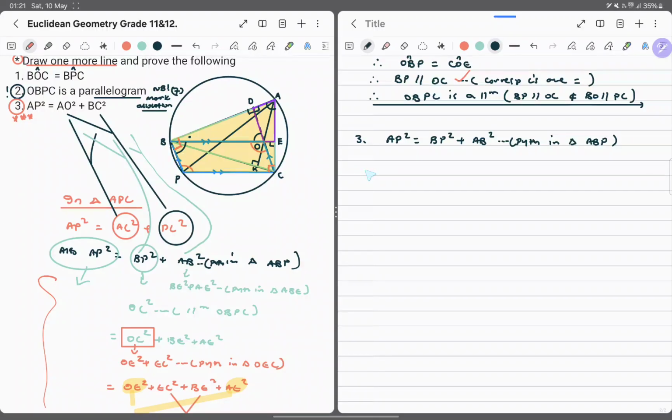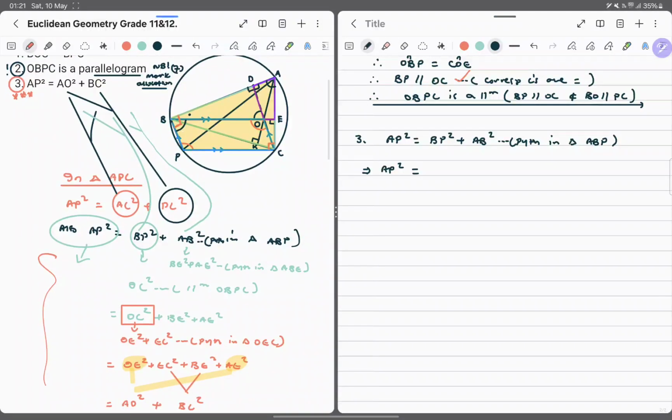Which implies that AP squared is equal to, and then we saw that BP squared is the same as OC squared, right? Right. Opposite sides of a parallelogram. So you know what I normally do? I will just put it in here and then justify what I'm doing. Justify what I'm doing.